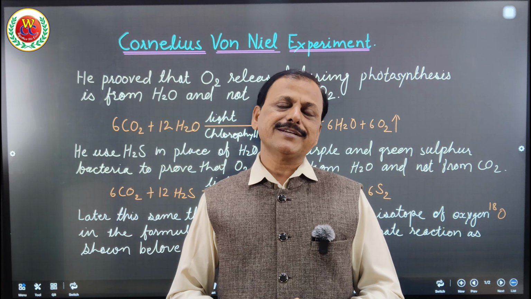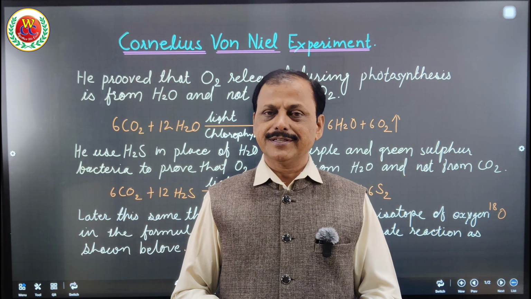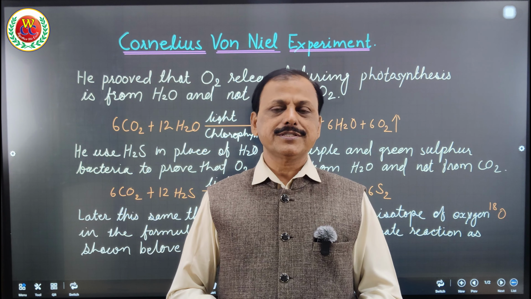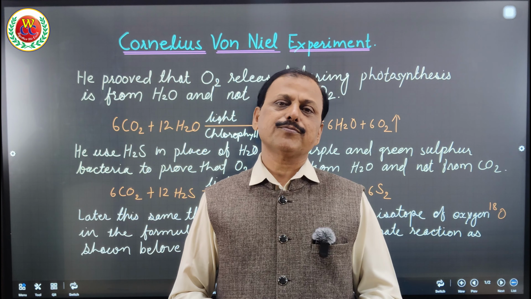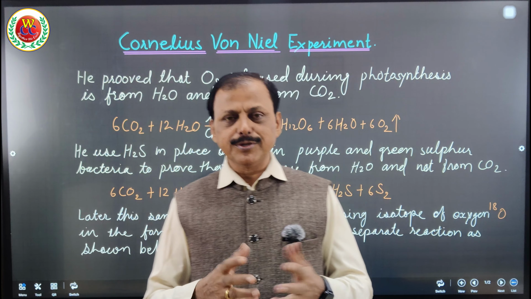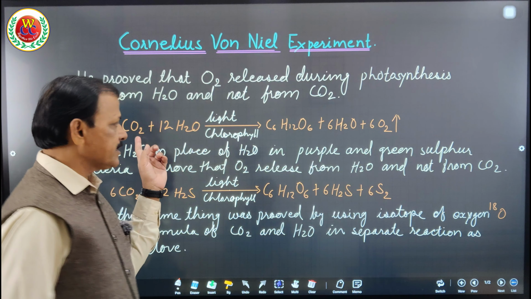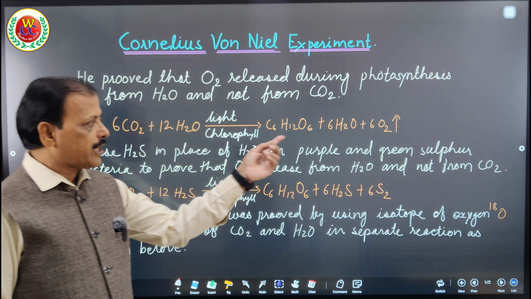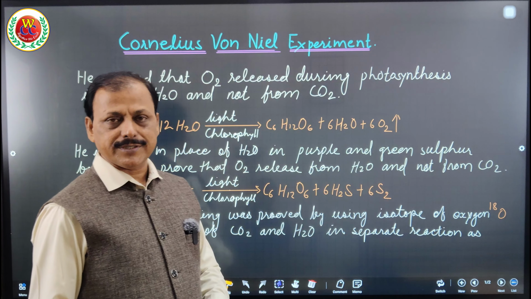As a part of a series of lectures, today's topic is Cornelius Van Niel's experiment to prove that oxygen is released from water and not from carbon dioxide during the process of photosynthesis. As we know, photosynthesis involves both carbon dioxide and water as substrates to produce carbohydrate and release oxygen in the atmosphere.